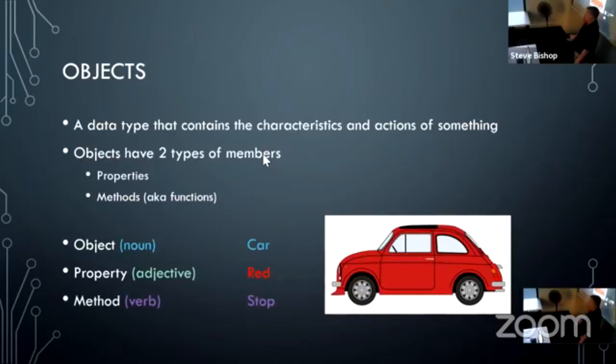A method is really a verb. What can that object do? It can stop. It can accelerate. It can go. It can brake. If it's Chitty Chitty Bang Bang, it can fly. So what it can do is the method, the verb, what it does. So that's how you can easily think of this. An object is the noun, the property is an adjective, and the method is a verb. The car is red and it stops. Simple enough? Everybody on the same page with that?